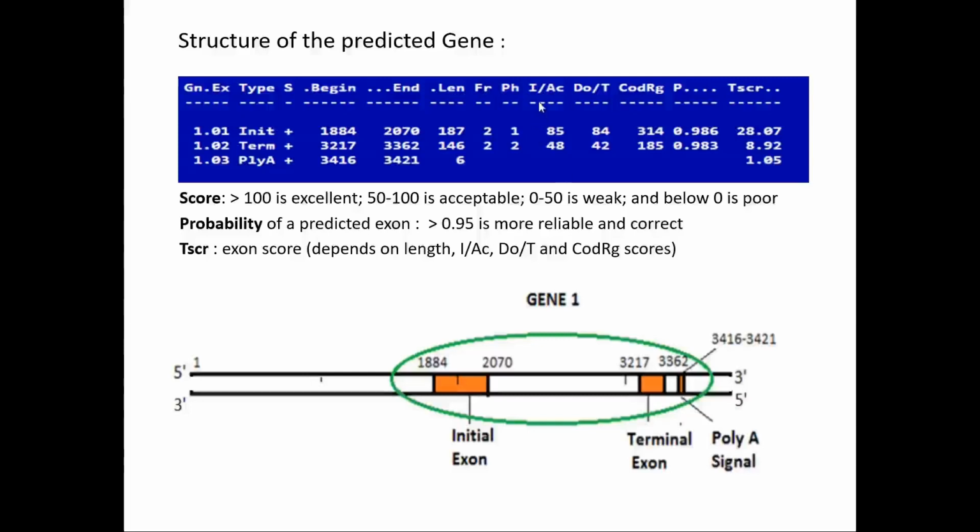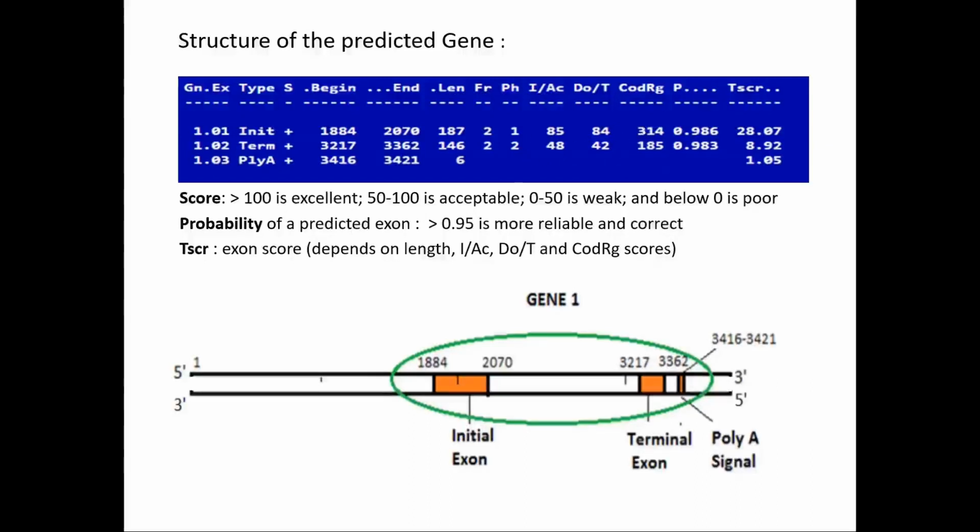So the initiation or acceptor signal score, the donor splice site or termination signal score, and the coding region score. For these scores, if it is more than 100, the prediction is excellent; 50 to 100 is acceptable, 0 to 50 is weak, and below 0 is poor. Here we see they are in the acceptable range, and the coding region score is excellent. This one is weak, but the coding region score is excellent here.